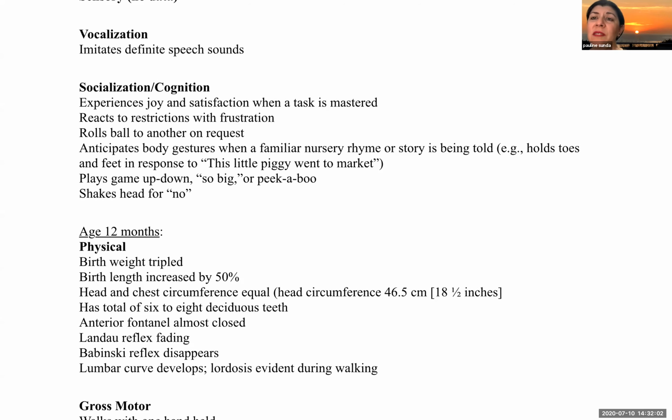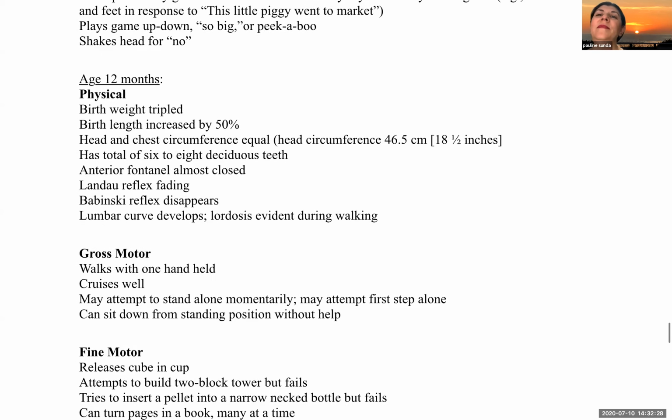Socialization cognition: they will roll a ball to another person on request. They will anticipate body gestures when a familiar nursery rhyme or story is being told, like "this little piggy went to the market," and they know that you're going to be tickling them. They might like to play games like up, down, or peekaboo, and they will shake their head for no.